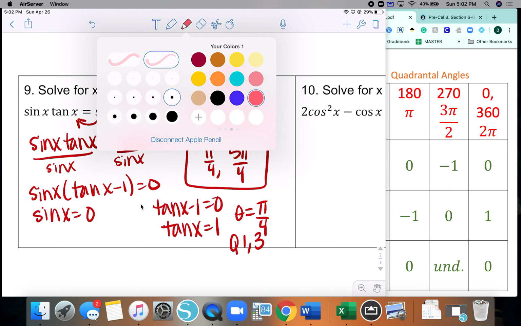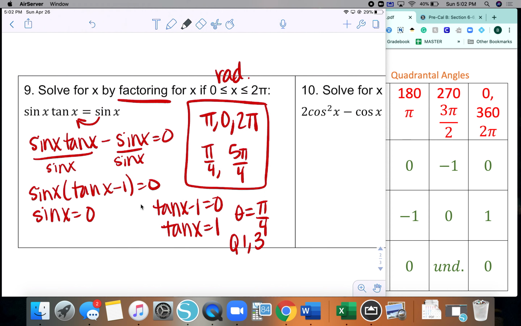Keep in mind, hint, hint, hint, that it might be something like this is answer A and this is answer B, and it might say something like, I don't know, select all that apply, and so you would want to make sure you check off both answer choices.